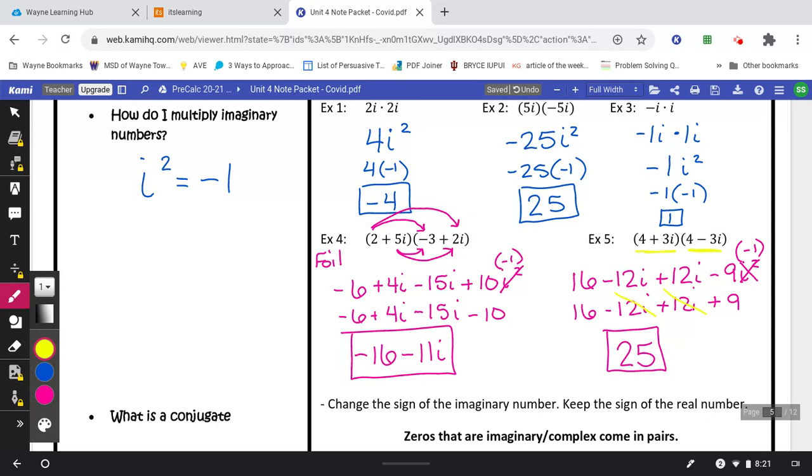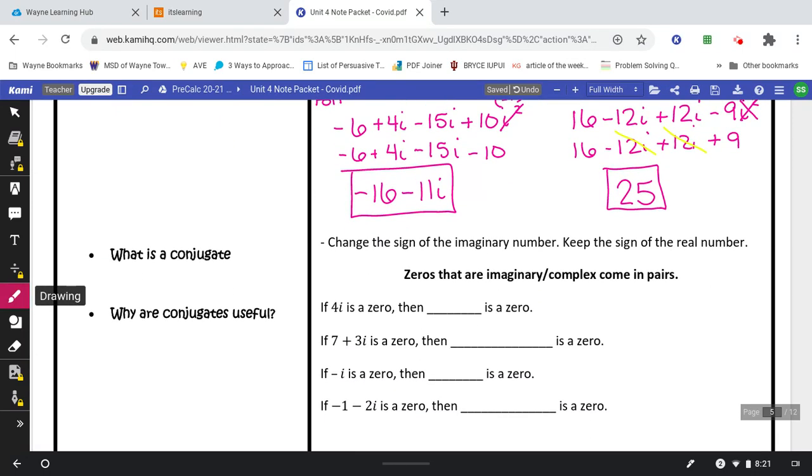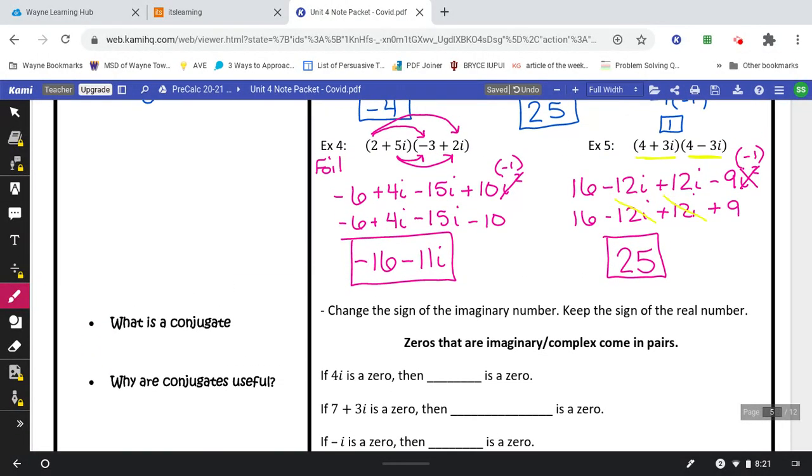That type of pair of numbers is what we call a conjugate, which leads us into the next part. So what is a conjugate? It's when you change the sign of the imaginary number. So notice this 4 plus 3i and 4 minus 3i. That's what we call a conjugate. You want to keep the sign of the real number the same. So change the sign of the imaginary, keep the sign of the real.